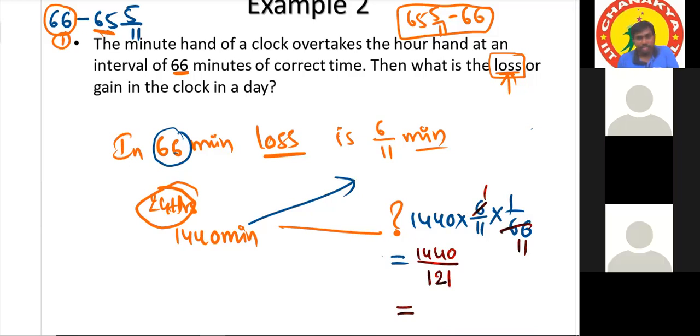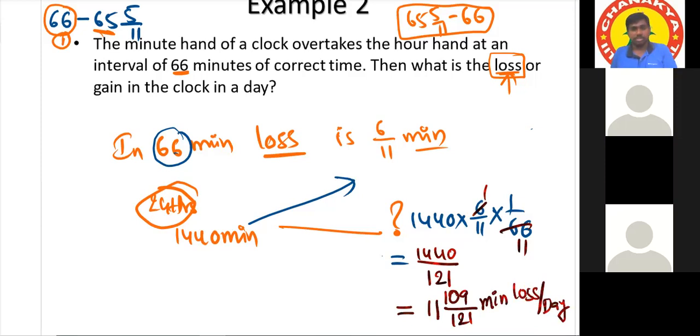In 109 will 121 go? No, it will not. 11 times it is 1331 and the remainder is 109. In 109 it will not go. That's why by 121 minutes, loss or gain? Loss. Loss per day. In one day this is the loss.